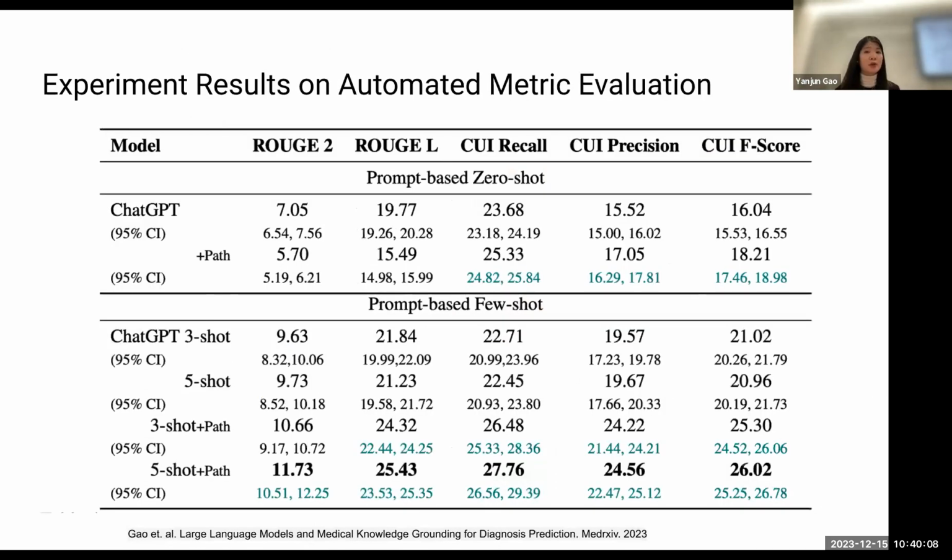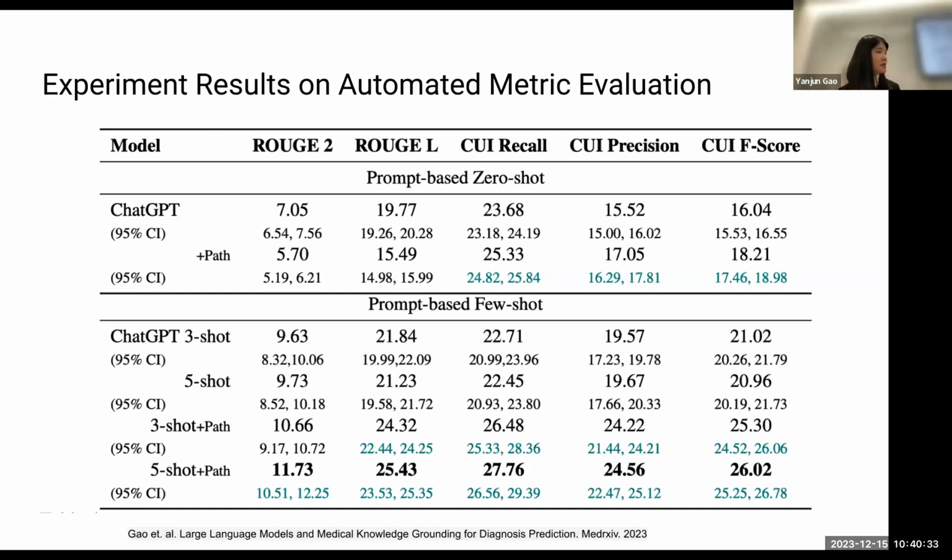And here, what I'm showing you is the automated metrics evaluation: the performance with or without the knowledge path provided by the DR.NO models. We have two settings presented here. One is a prompt-based 0-shot, and the other is few-shot. For few-shot, we have 3-shot and 5-shot, because once we go beyond 5-shot, we reach the token limit of ChatGPT. So we didn't go beyond.